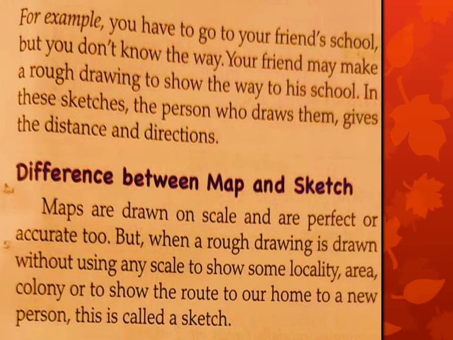Now what is the difference between map and sketch? Maps are drawn on scale and are perfect or accurate too. But when a rough drawing is drawn without using any scale to show some locality, area, colony, or to show the route to our home to a new person, that is called a sketch. So maps are perfect and accurate. They are drawn on scale, whereas a sketch is a rough drawing. They are not made on scale.